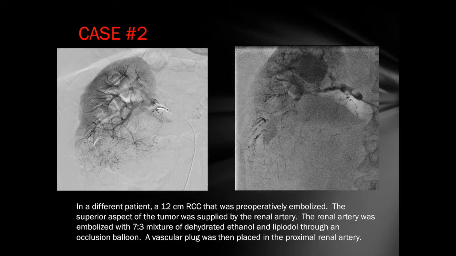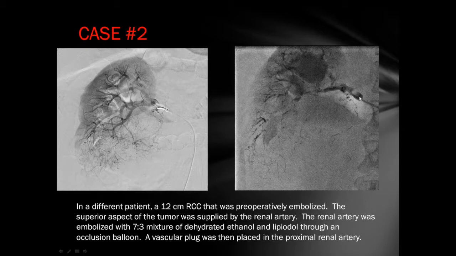This is another case, a different patient with a 12-centimeter renal cell carcinoma that was embolized preoperatively. Superior aspect of the tumor was supplied by the renal artery. You can see the bizarre neovascularity and hypervascular mass arising exophytically from the lower pole. And if you try and determine where the borders of this mass are, you notice that there's a relative paucity or absence of vascularity in the inferomedial portion of this mass. And that tells you that there's another vessel probably supplying that, which we'll get to in just a second.